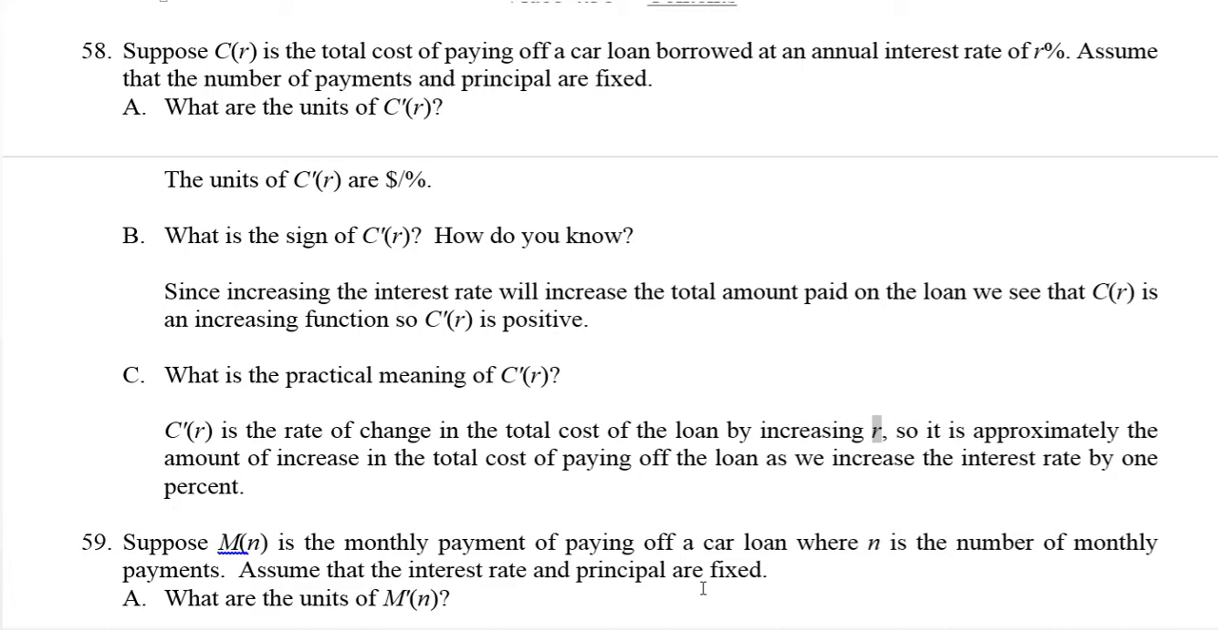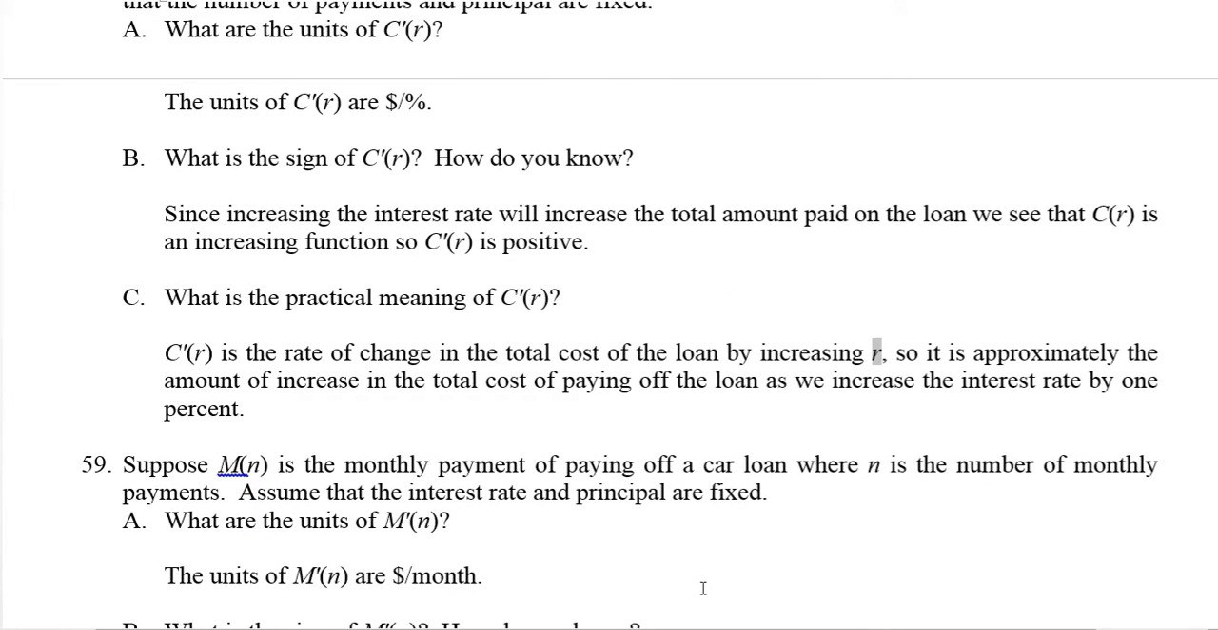The units of M prime of N should be the units of M divided by the units of N. M is the monthly payment, so that's dollars. And N is the number of months, or number of payments. So it'll be dollars per month. How many months are you going to finance for? Or if you'd rather say it, dollars per number of payments.